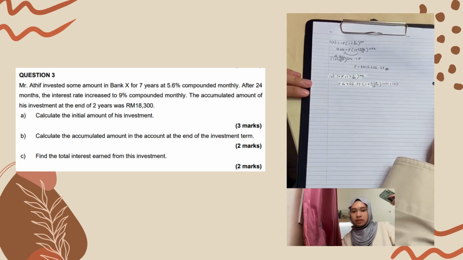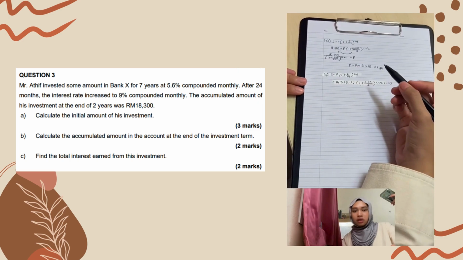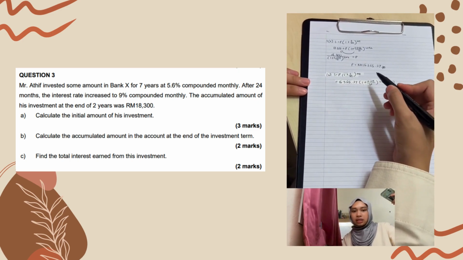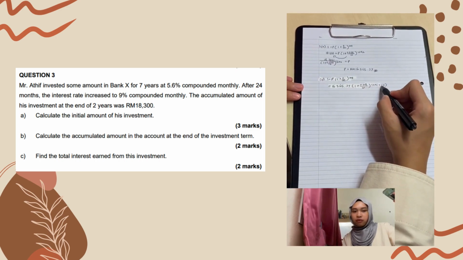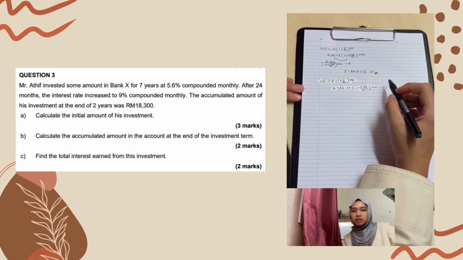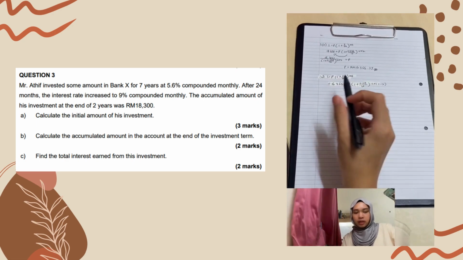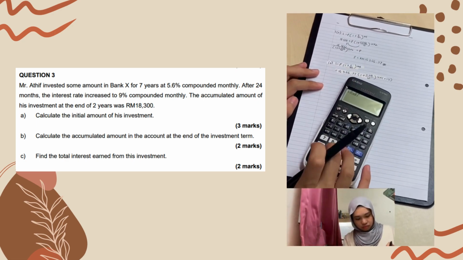So we use 0.09 for K because after 2 years the interest rate increased to 9% compounded monthly. We subtract 7 with 2 because we need to count the accumulated amount for the remaining years. Let's calculate it now.